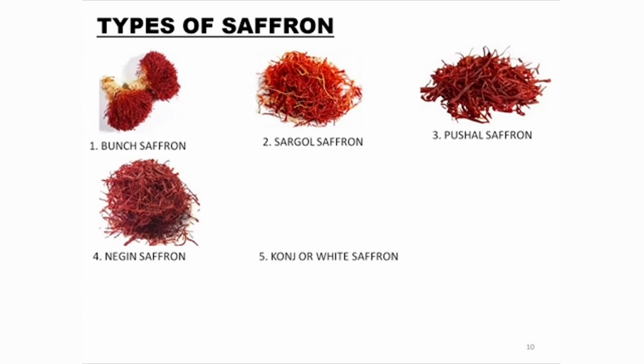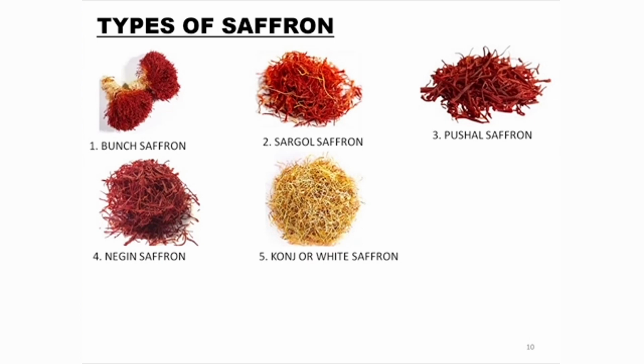Fifth one is the conch or white saffron. Basically, this is not a type of the saffron. It's not included in the varieties of the saffron, but we consider it because it is derived after the head is separated from the stalk, and generally the root or white part is taken. In European countries, this part is called the white saffron.